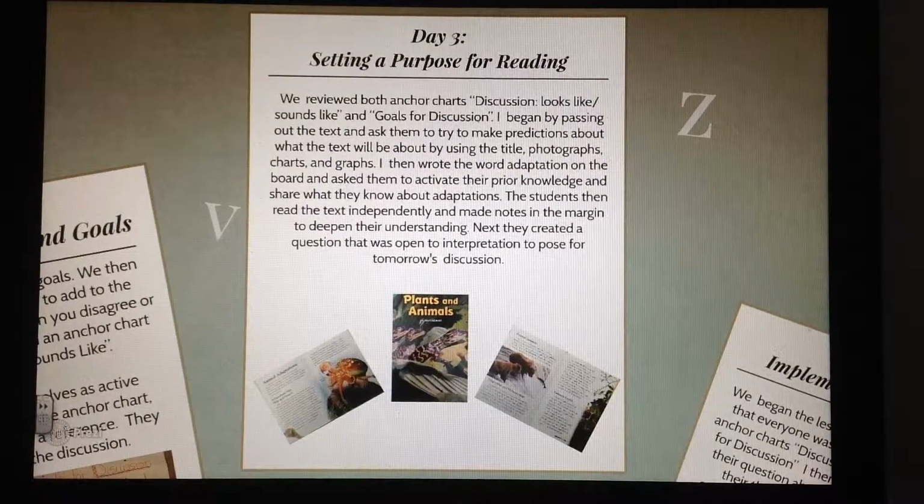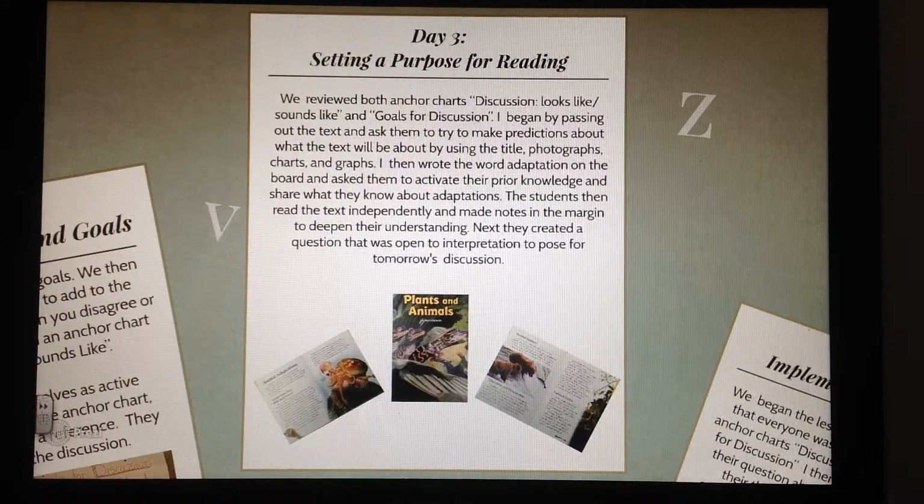Next, we needed to set a purpose for reading. I began by passing out the text and asked the students to make predictions about what the text will be about, using the title, photographs, charts, and graphs. The students are reading about animal and plant adaptations. The students pointed out that in science, we are also learning about plant and animal adaptations.